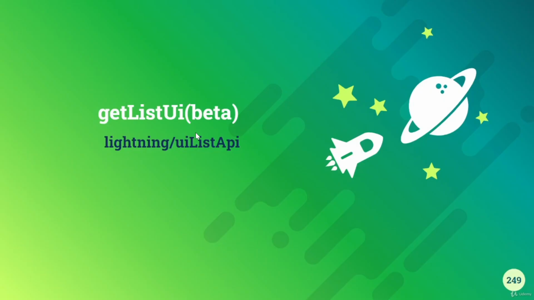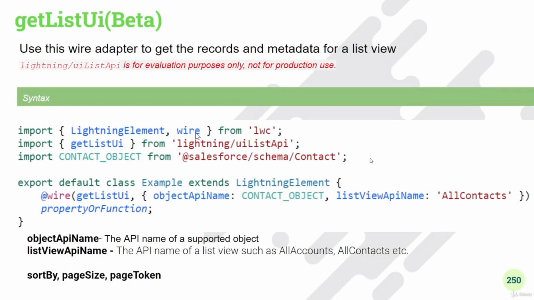In this video, we'll learn the getListUi wire adapter. This adapter is currently in beta, and we import this wire adapter from the lightning/uiListApi module. Let's see when to use this adapter. I personally like this adapter very much. We use this wire adapter to get the records and the metadata for a list view.